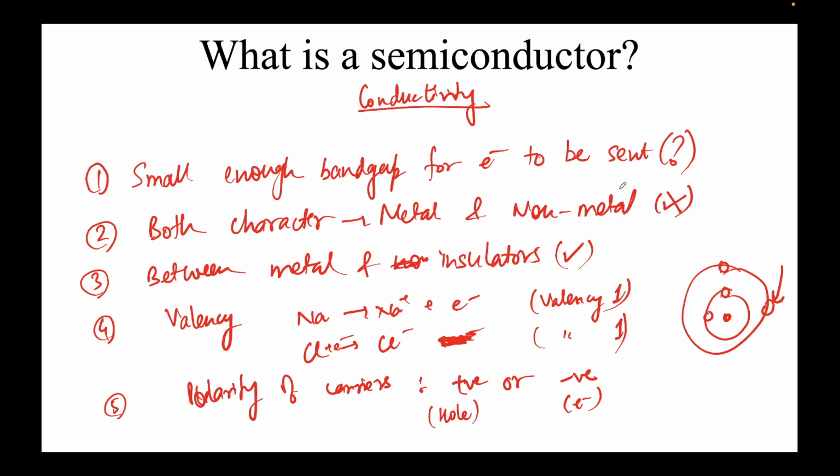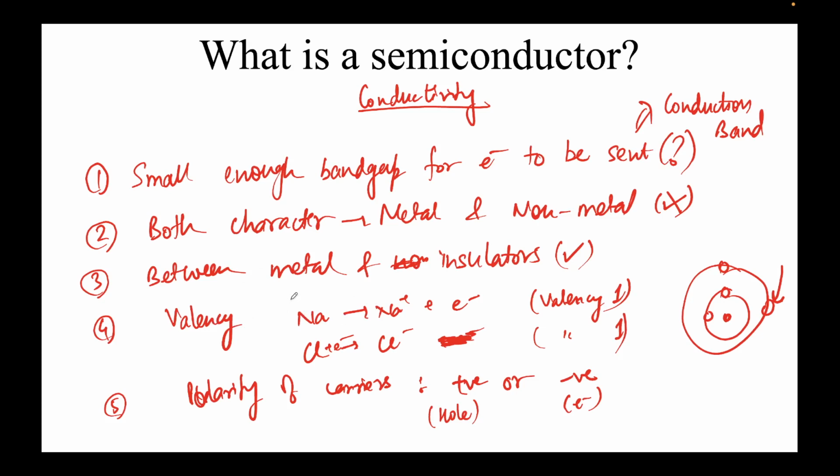Small enough band gap for electrons to be sent. Sent where? I'm still waiting for this answer. Conduction band. Okay, so we are again back to bands. Very good. So they'll be sent somewhere, and maybe they'll contribute to current. We'll see how. These two things we have talked about. Between metal and insulator we have seen. Valency.